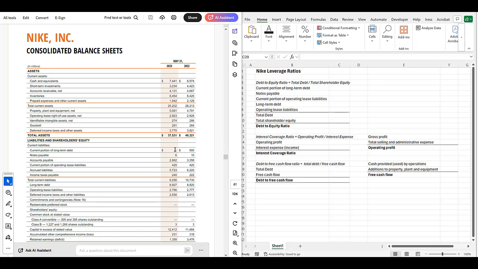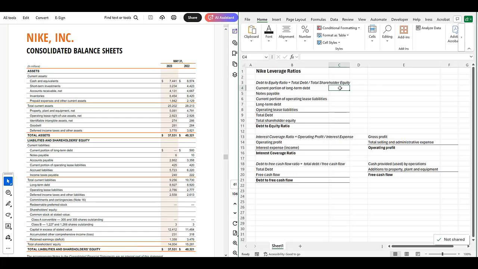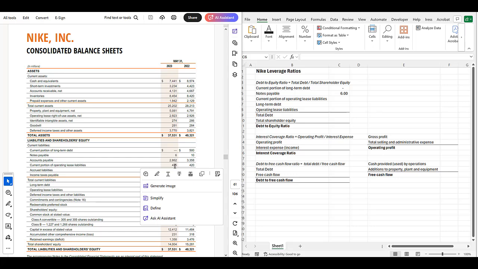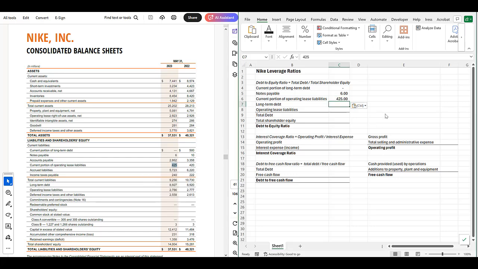First, we have current portion of long-term debt. It was 0. Next, we have notes payable. It was 6. Next is current portion of operating lease liabilities. It was 425. Next is long-term debt of 8,927. And operating lease liabilities was 2,786. If we add these all up, we get the total debt of 12,144.